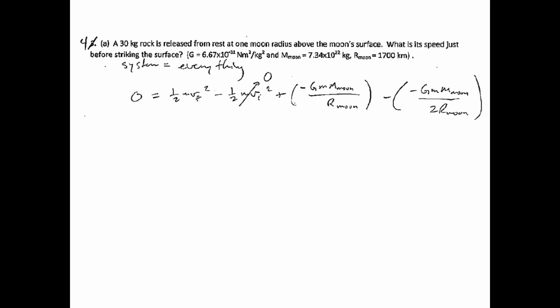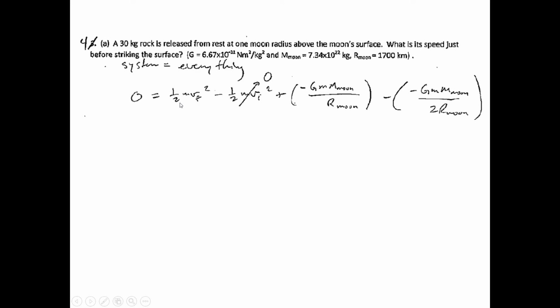We release it from rest 1 moon radius above the moon's surface, and we want to know its speed just before striking the surface. And we're going to take our system to be essentially everything in the problem. The rock that we're releasing plus the moon, and we'll take that gravitational force to be an internal force. And I'm going to write that in this case there are no external forces to do work, so the net work done by external forces is 0 on the left-hand side.